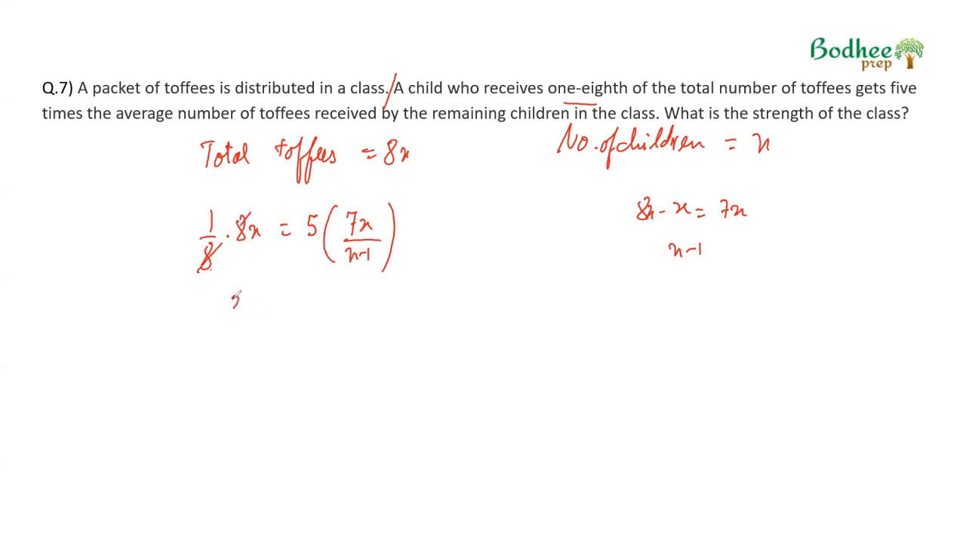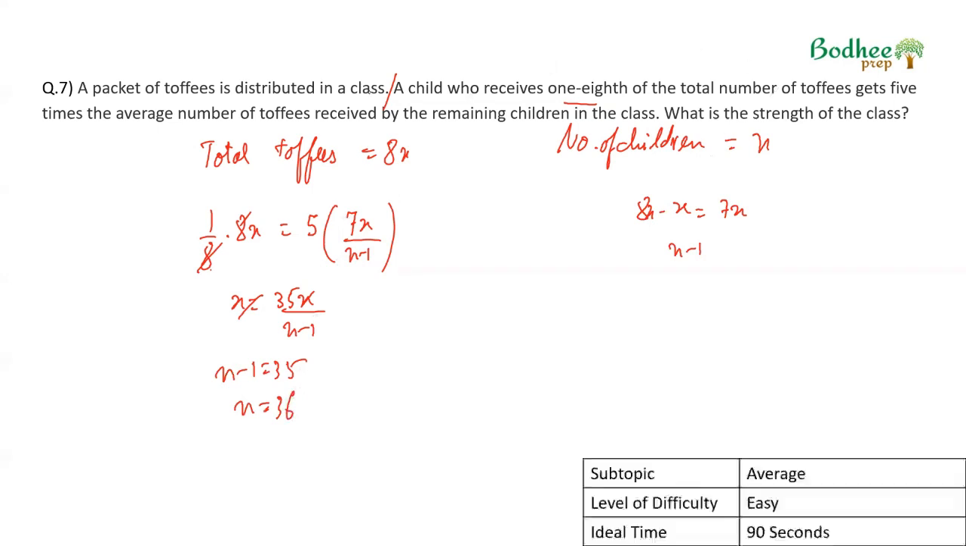This means x is equal to 35x by n minus 1. x and x cancel, n minus 1 is 35. So n is equal to 36. So the number of students, what is the strength of the class? The strength of the class is 36. This is an easy question. The statement might be a little misleading. Otherwise, there is just one line of calculation that needs to be done and the question will be finished. Ideally, something that you should attempt in the exam.